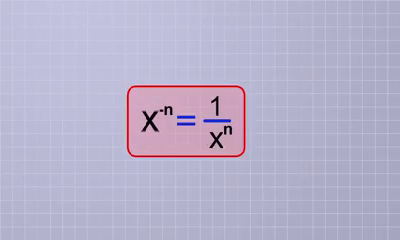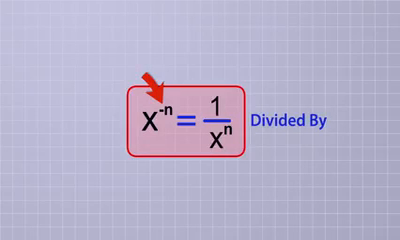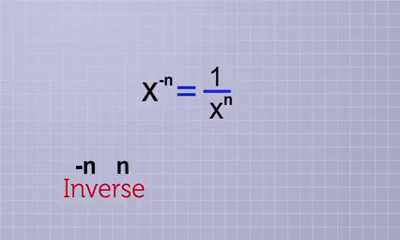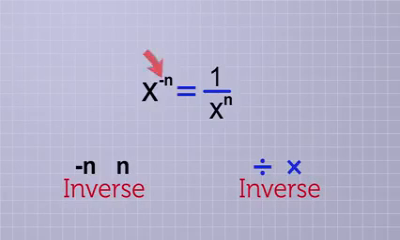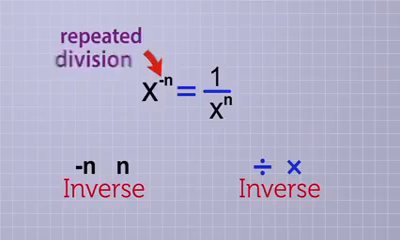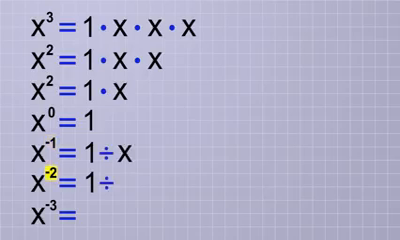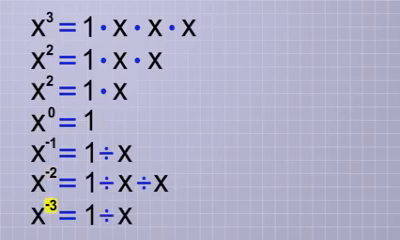That law says x to the -nth power equals 1 divided by x to the nth power. And if you think about it, that kind of makes sense. A negative number is the inverse of its positive counterpart. And division is the inverse operation of multiplication, right? So a negative exponent is basically repeated division. X to the -1 would be 1 divided by x. X to the -2 would be 1 divided by x divided by x. X to the -3 would be 1 divided by x divided by x divided by x, and so on.